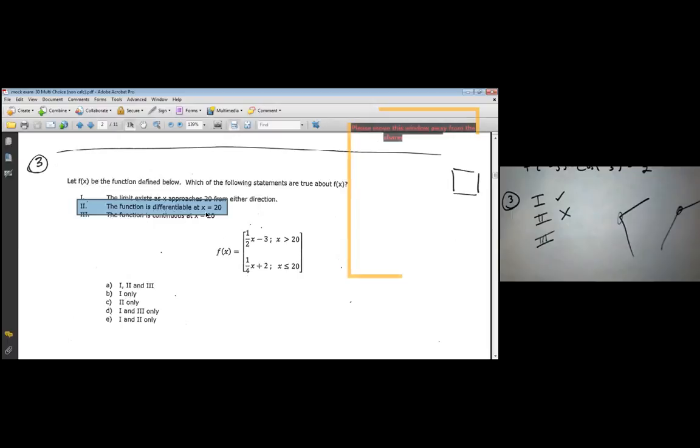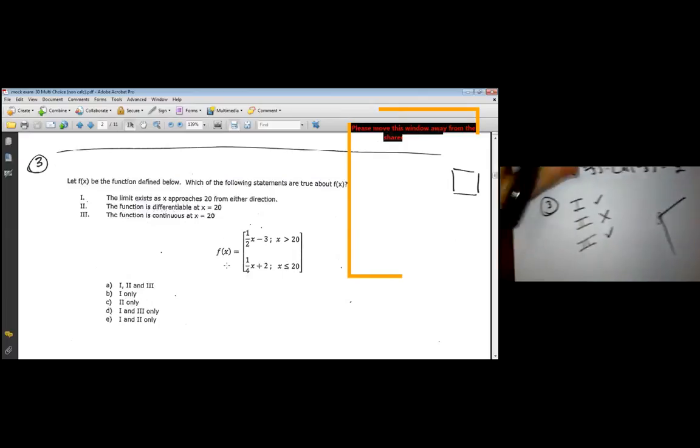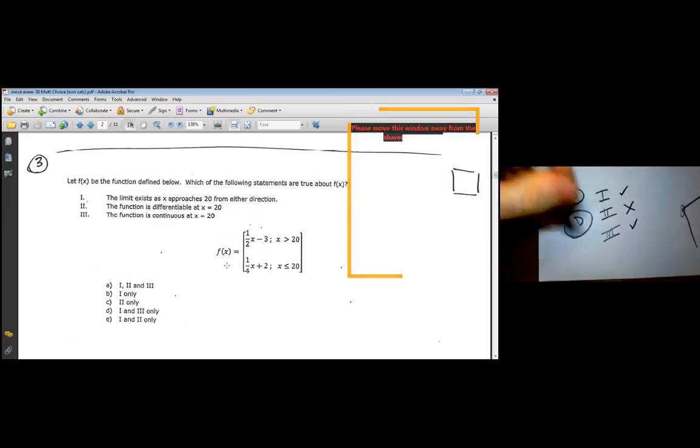Number three, the function's continuous. We already proved it is continuous when I plugged it in for the first part. So it's definitely continuous. It's continuous, the limit is good, but it's not differentiable. So one and three are correct. For number three, the answer was D.